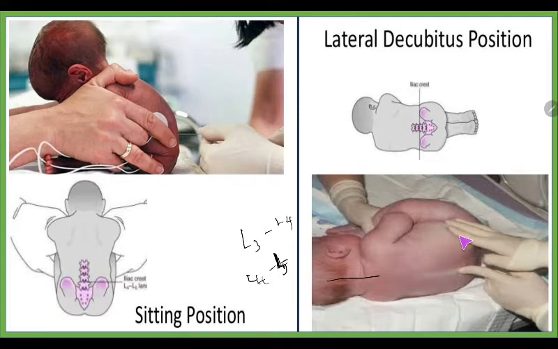To mark it, here we need to draw an imaginary horizontal line on the iliac crest, and then you need to palpate the L4 spinous process, and we need to do the lumbar puncture between the L4 and L5 space.